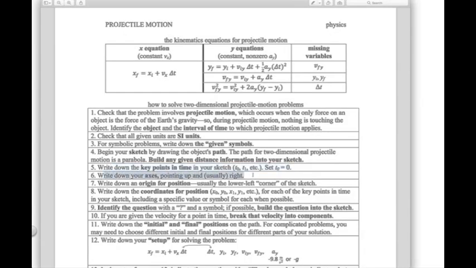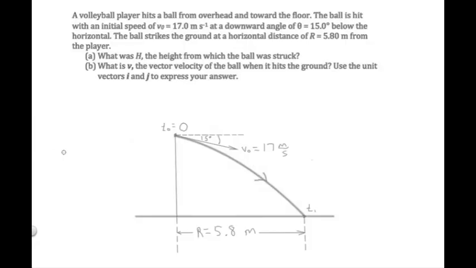Now we need to write down our axes. For a projectile motion problem, we want to pick usually up and to the right.